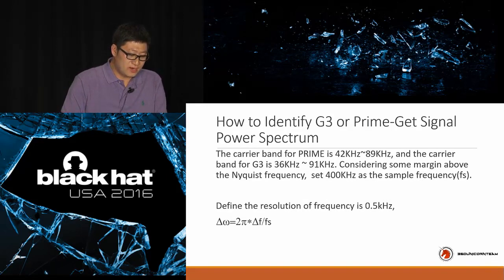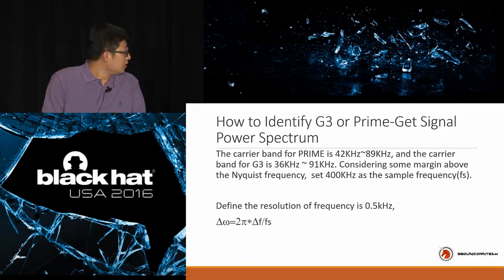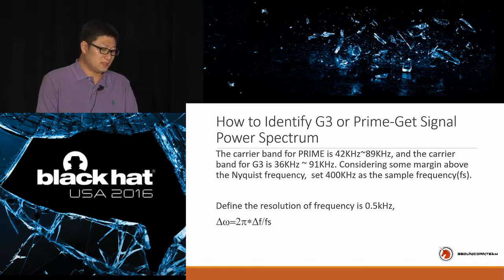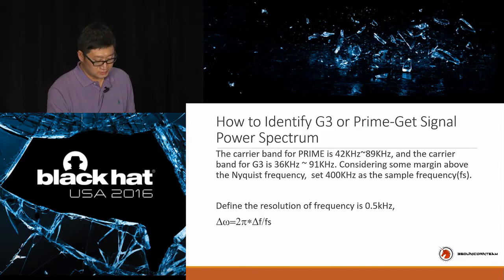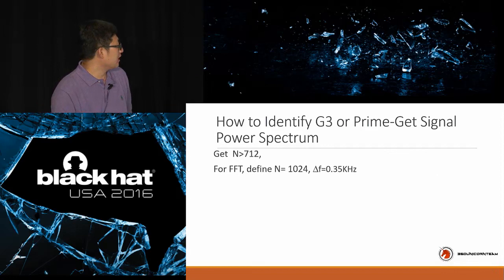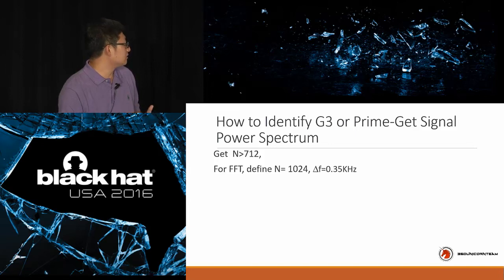And for the carrier band, the PRIME is 42 kHz to 89 kHz, and the carrier band for the G3 is 36 kHz to 91 kHz, and we need to leave some frequency margin. Considering the Nyquist criterion, we define the frequency resolution as 0.5 kHz. After that I can get n more than 712, and because we need to do the FFT, we define n as 1024.